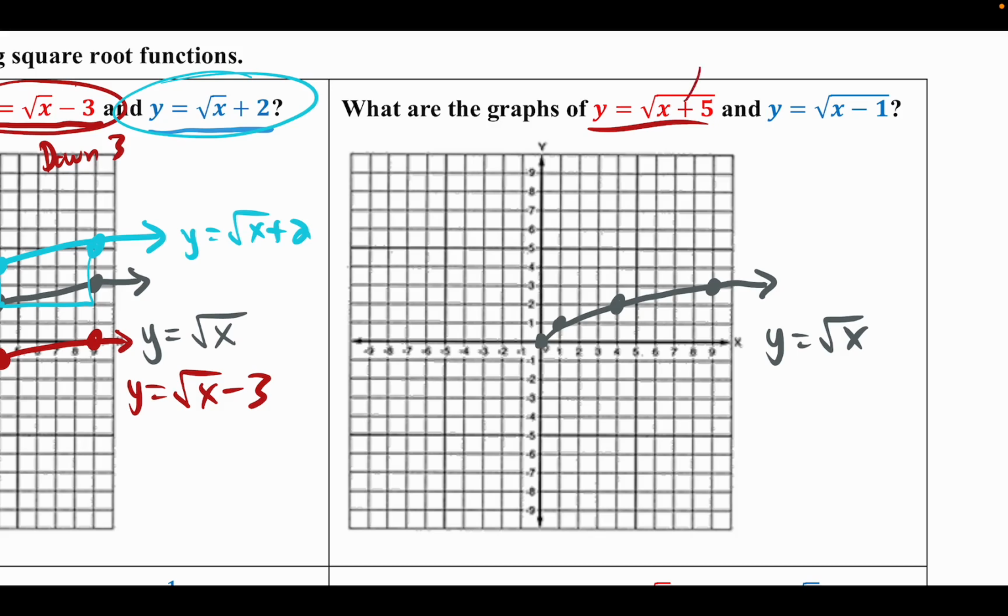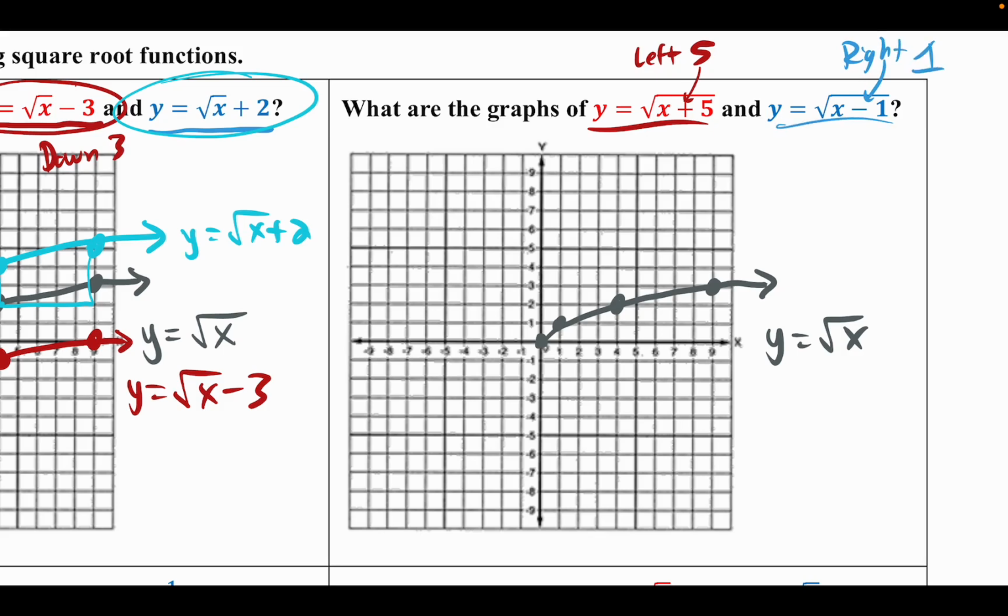So if it is plus, it goes the opposite direction of what you would think. It does move the graph left if the plus or minus is happening on the inside, and it's a plus, it'll move left 5 units. And because this is the inside, it'll move it horizontally as well, but minus will move it to the right that many units. So it's going to shift the graph right 1 unit.